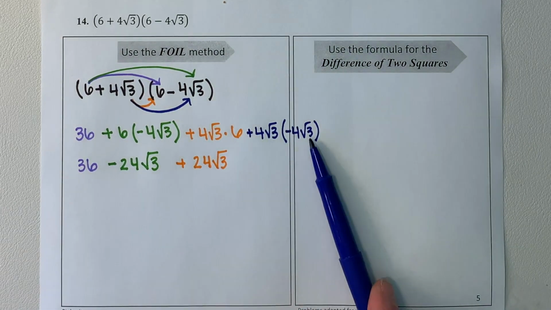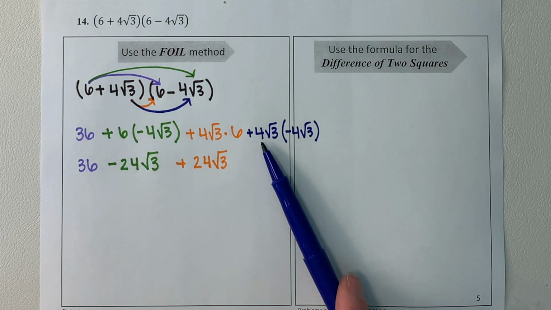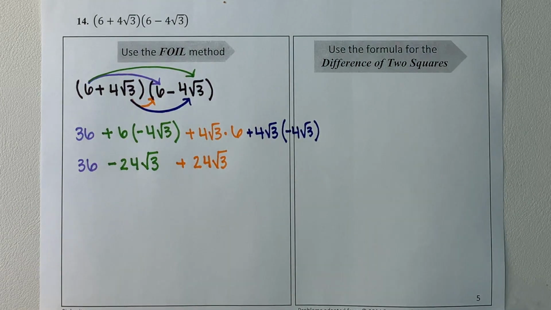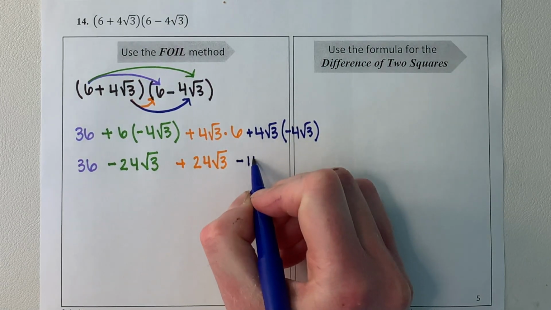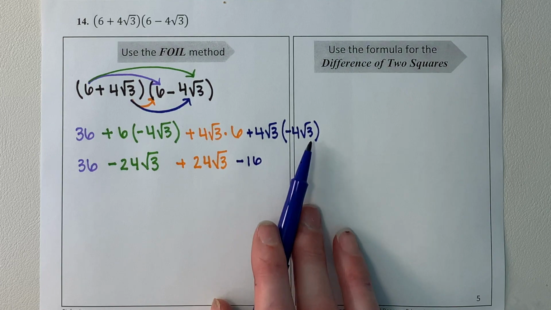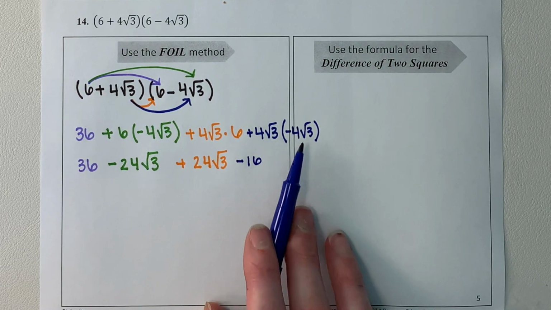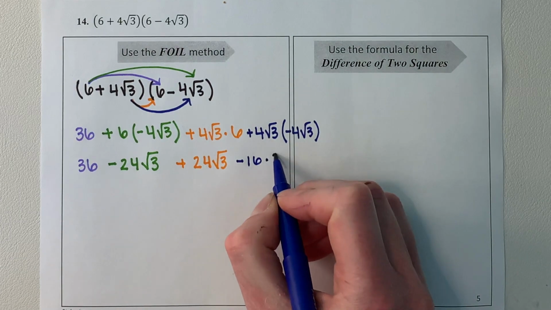And in blue here, when we're multiplying quantities, we multiply the like quantities. So we multiply the coefficients, and we multiply the radicals. 4 times -4 will give us -16. And here, since we're multiplying two identical square roots, we can use our shortcut. The square root of 3 times the square root of 3 will give us 3.